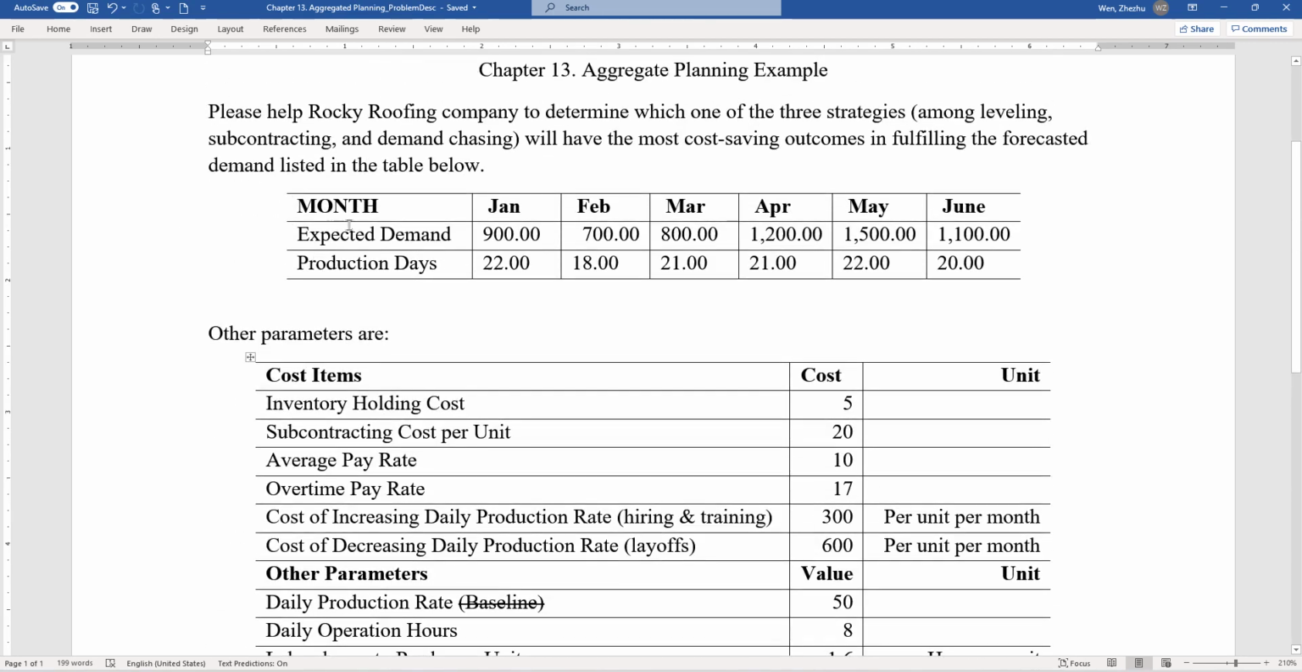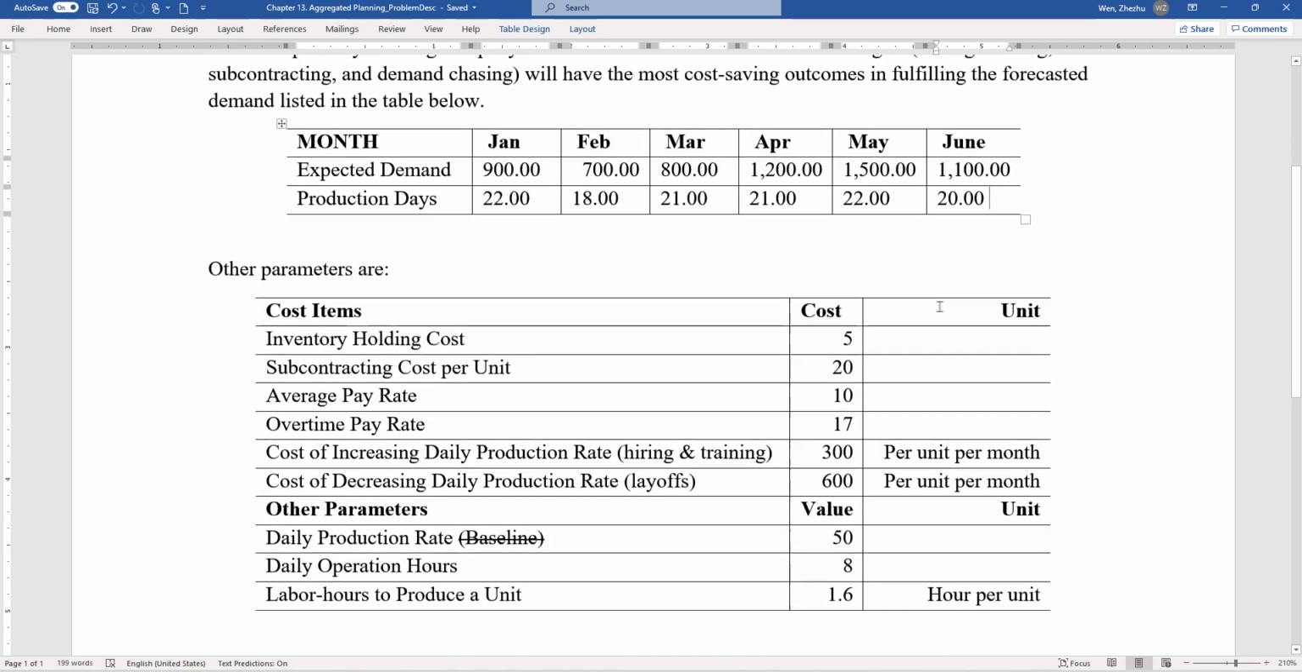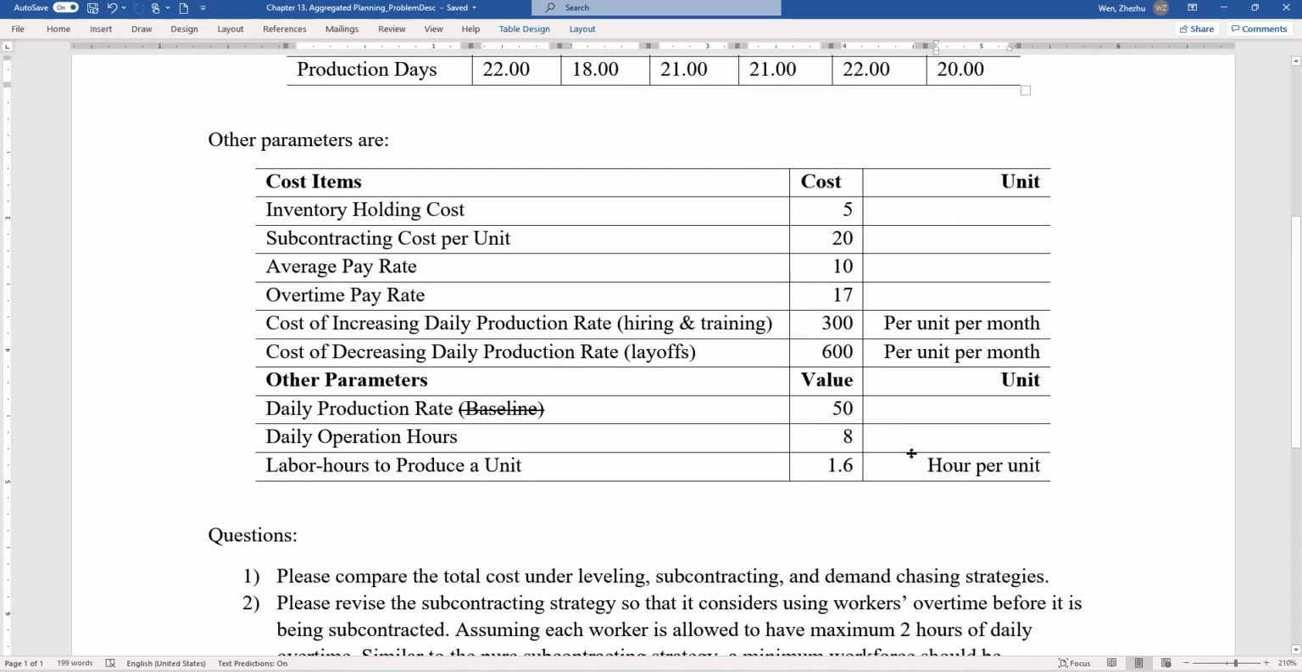Okay, so the first table is presenting you the expected number of demand. We expect that this has been already determined by the marketing people or either through working with the marketing people. And then you have number of available days for each month. Those are things you can look up from the calendar. And you also have all these cost parameters associated with the current operations environment.